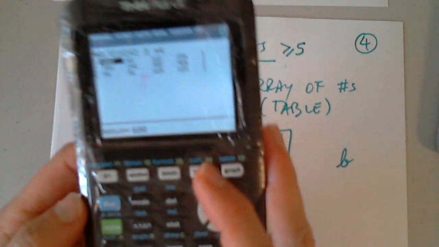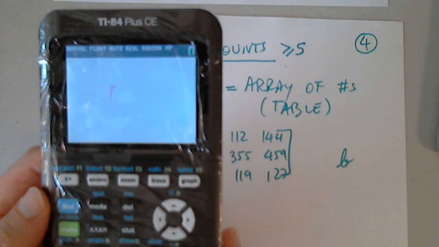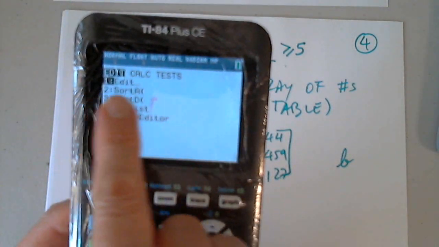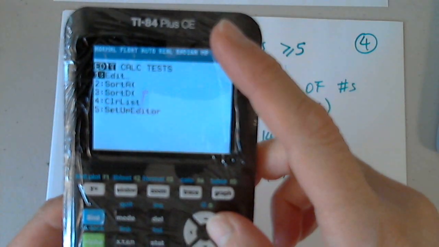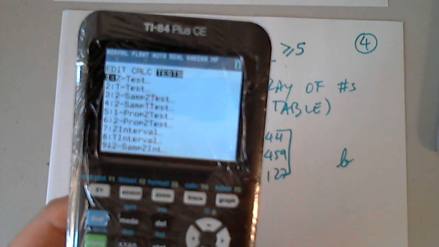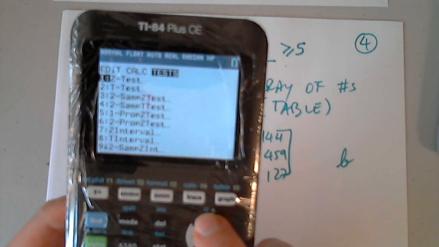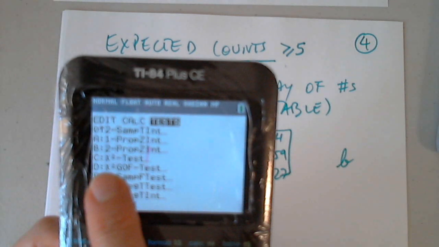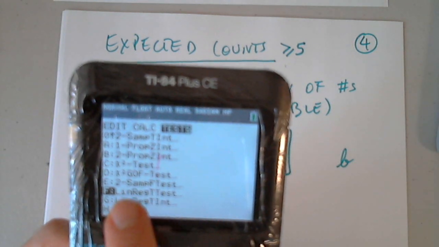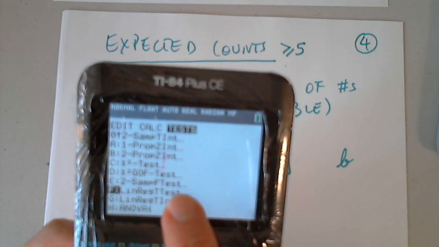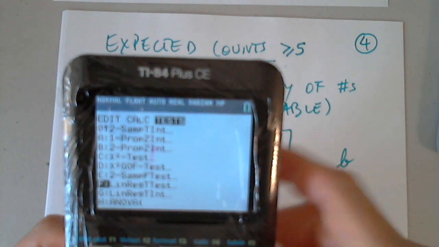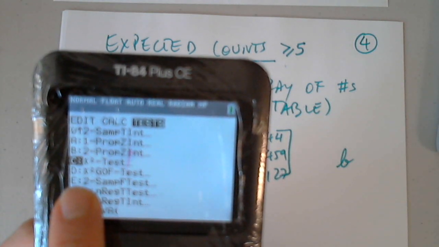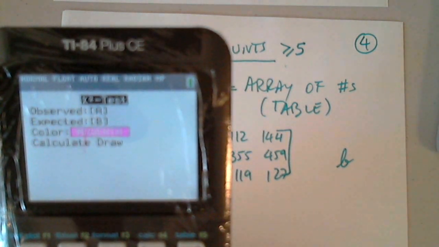Here's our next step. Get out of there with second and quit. Let's go to stat. Of course, across to tests. And let's look for the chi-square. There are two different tests for chi-square. We're looking for the regular chi-square test, not the GOF, which stands for goodness of fit test. We're looking for the regular chi-square test, which in my calculator is item C. And press enter.